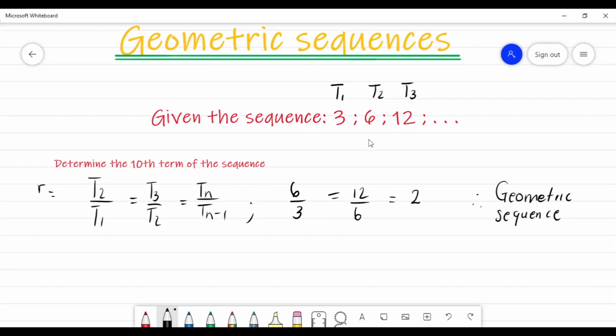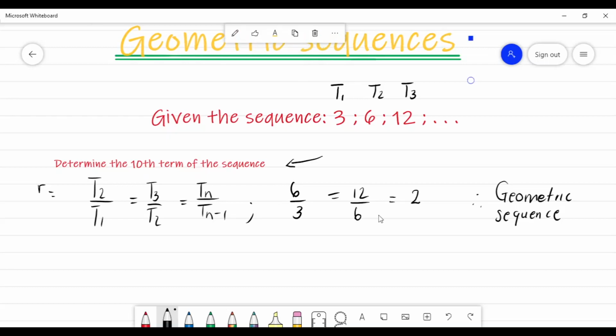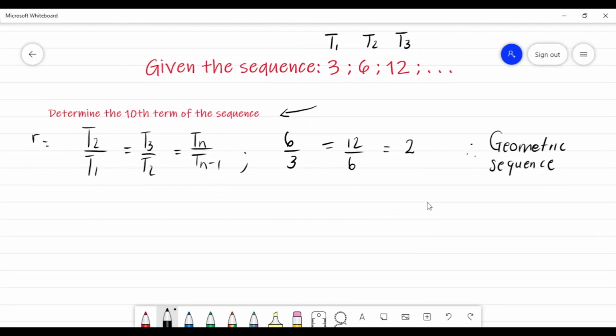So now the question is asking us to determine the 10th term of the sequence, right? To determine the 10th term, we first need to get the formula for the nth term. Okay, let's do that. We know that the general formula for a geometric sequence is a times r to the power of n minus 1.